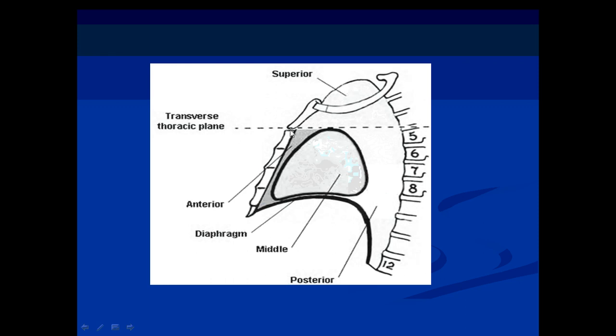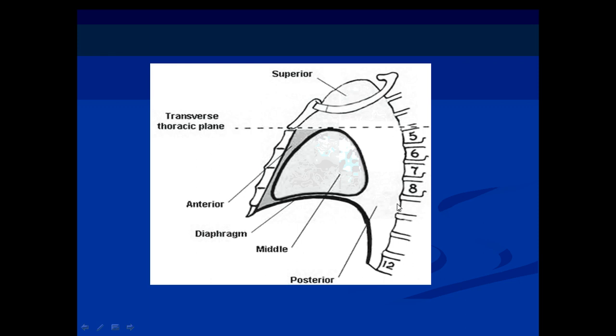So, if we imagine an imaginary plane passing from the sternal angle, or the manubriosternal junction, or the angle of Lewis, all are names of the same point, the line passing from this point posteriorly to the fourth thoracic vertebra will divide the mediastinum into superior and inferior parts or compartments.